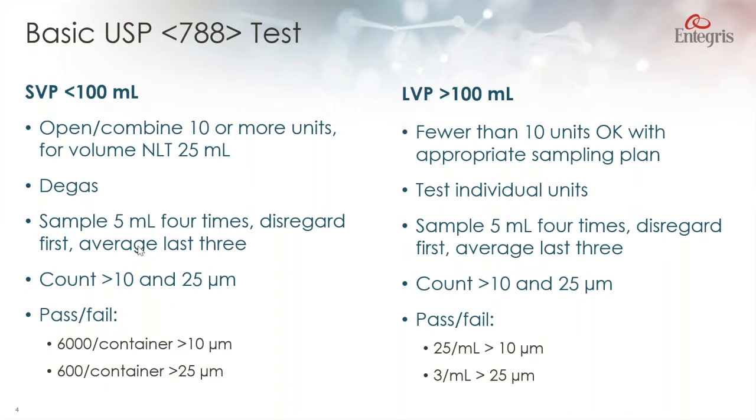We will measure it 4 times, delete the first, and look at the average of the last 3, and then do this calculation to determine the number of particles per container, greater than 10 and greater than 25 microns.